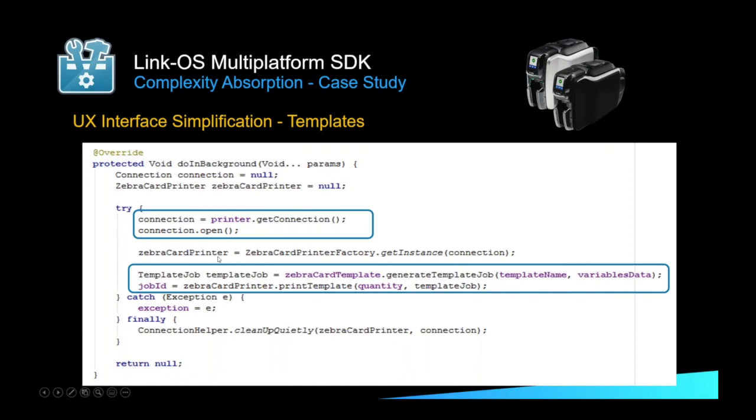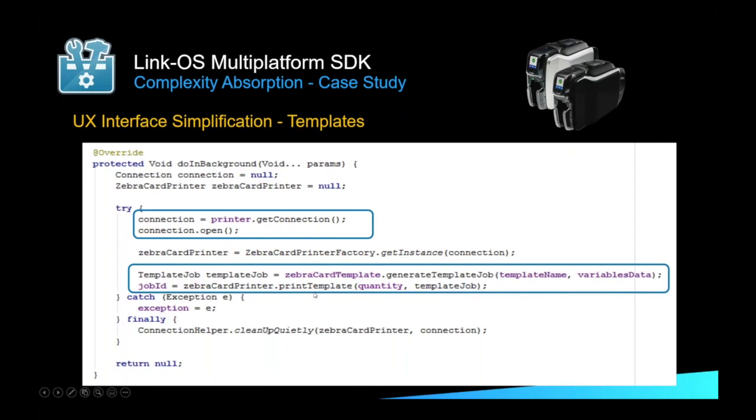And for the template, you're using just one line. This line, Zebra Card Template, generate template. So you have the template on the left side, and on the right side, basically the variables. Then you send the job ID to the printer, and that's it. It will print your template.